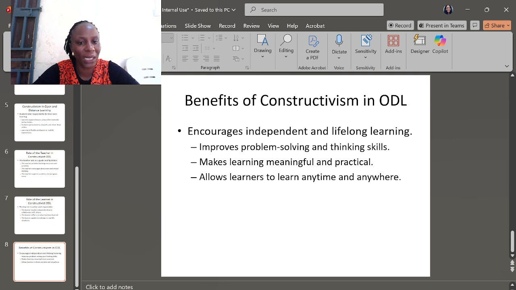Conclusively, we'll look at the benefits of constructivism in ODL. Constructivism encourages independent and lifelong learning. It improves problem-solving and thinking skills. It makes learning meaningful and practical, and allows learners to learn anytime and anywhere.